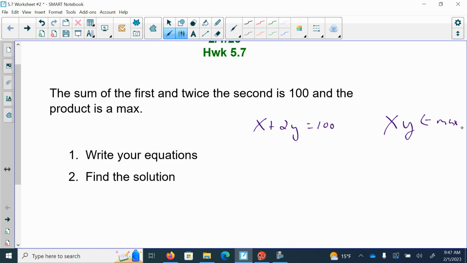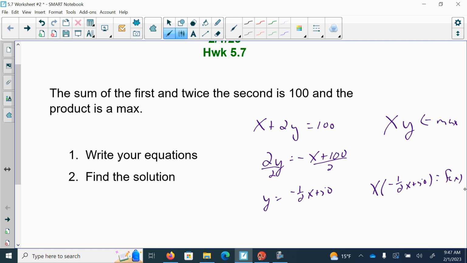So I solved one of these. Did you solve for x or did you solve for y? Y. So you're going to say you're solving for y. So negative x plus 100. So you divide everything by 2. So y is equal to negative 1/2 x plus 50. And I put that over here. So I'm going to have x times y, which is negative 1/2 x plus 50, is equal to my function. When I distribute the x, I get negative 1/2 x squared plus 50x is equal to the function.